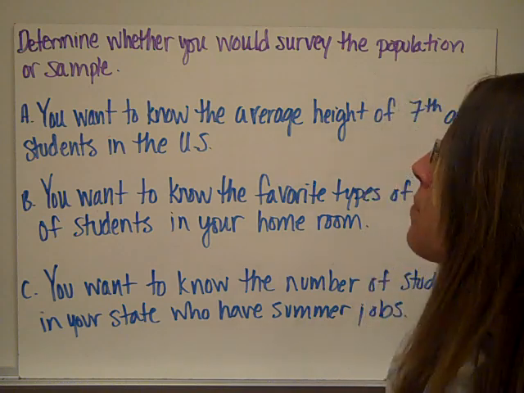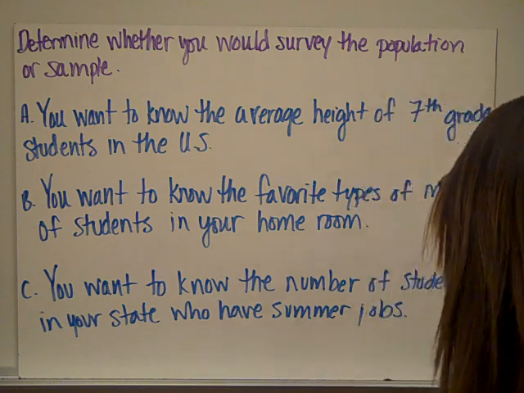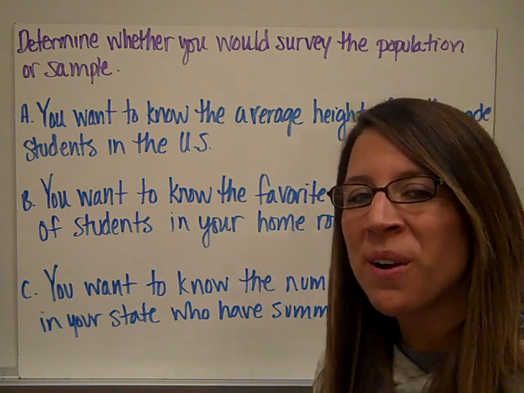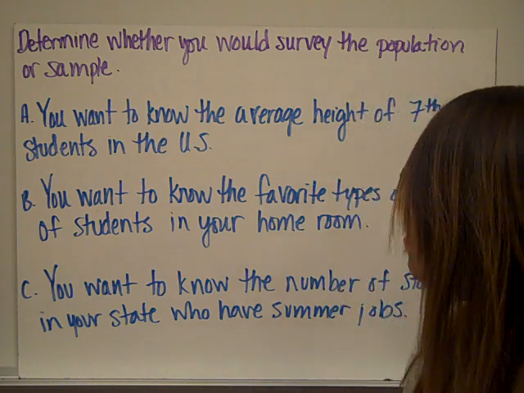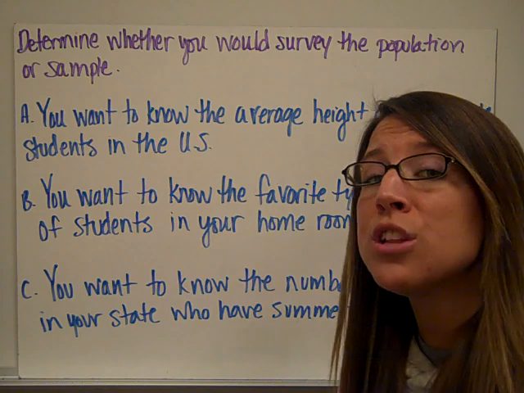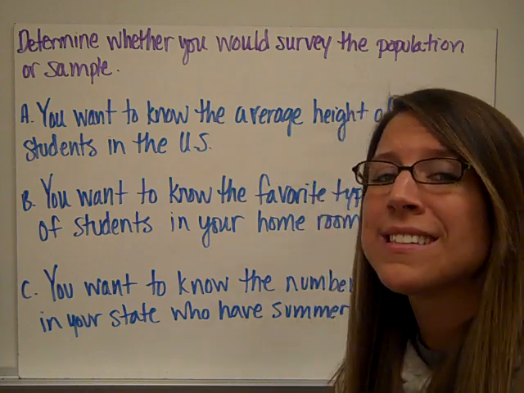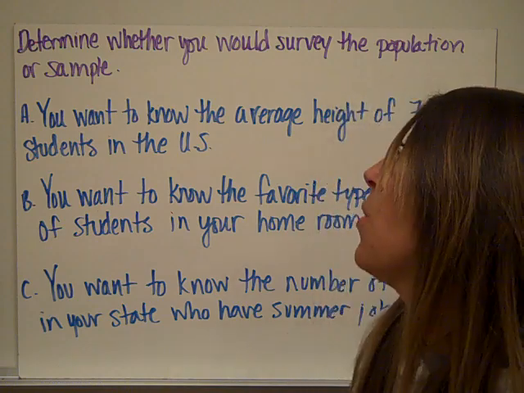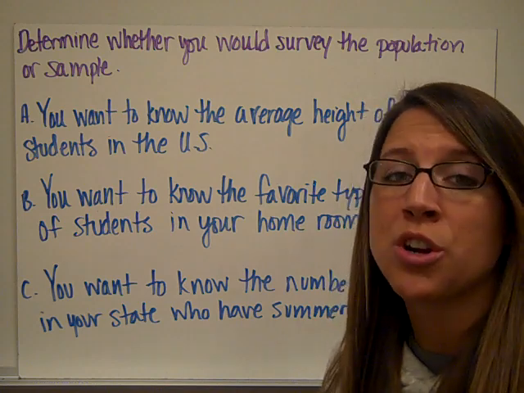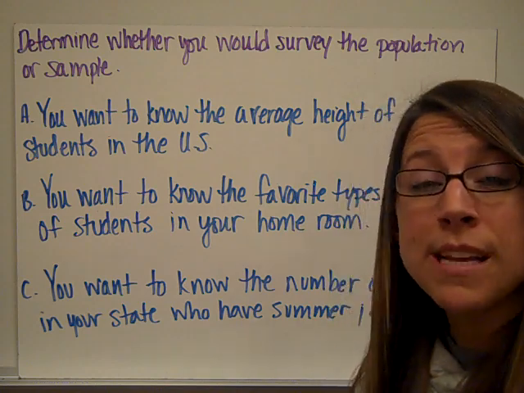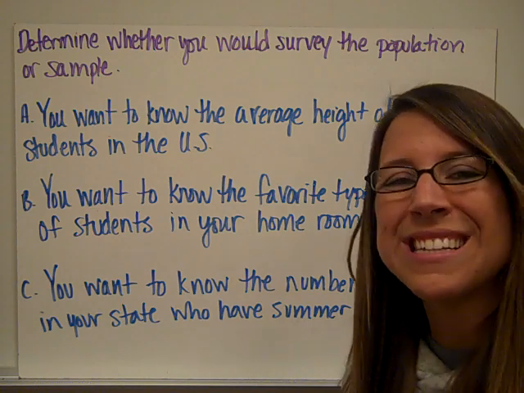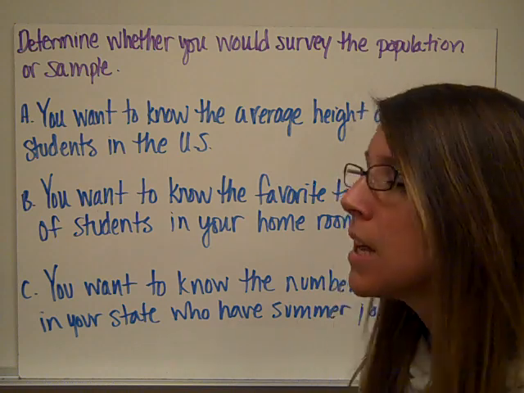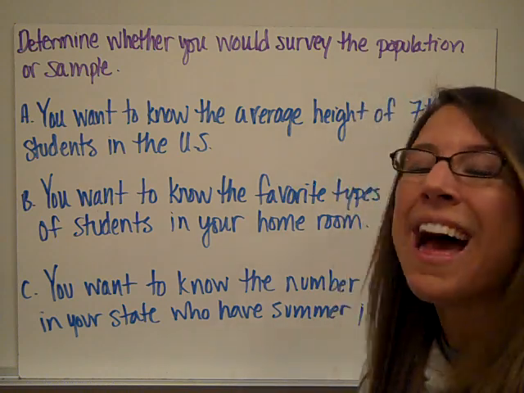so you would survey the population in this case. For example C, you want to know the number of students in your state who have summer jobs. Now, a state is smaller than a nation. However, if you think that you are going to be able to survey all students in the state to see if they have summer jobs, again, probably not very reasonable. Okay, so in this case, it would probably be a good idea, again, to take a sample. A random sample would be best, of course, one that represents the entire population, and it would have to be large enough, right? But surveying the entire state is probably not that reasonable.